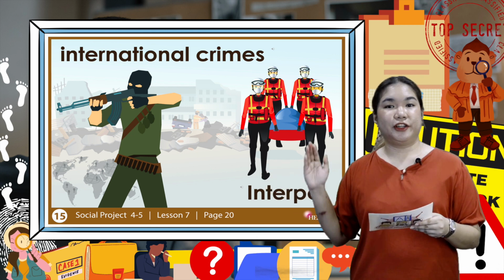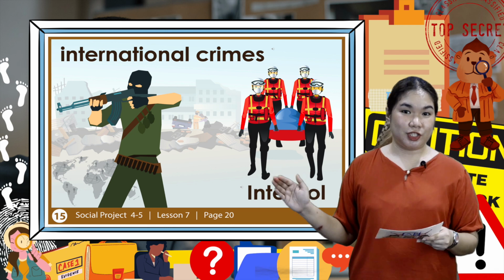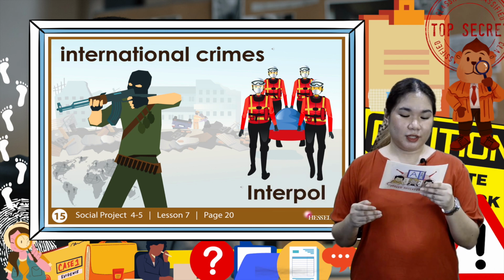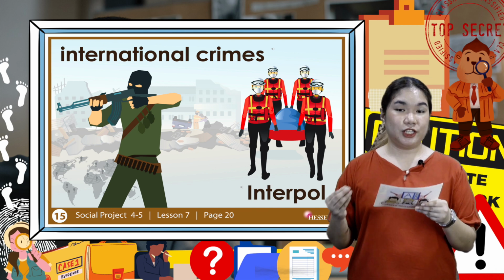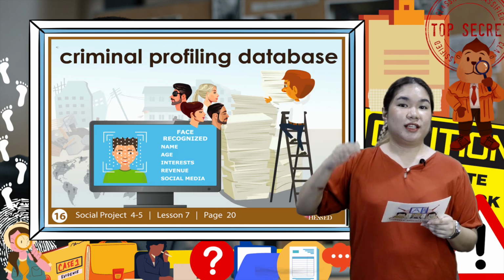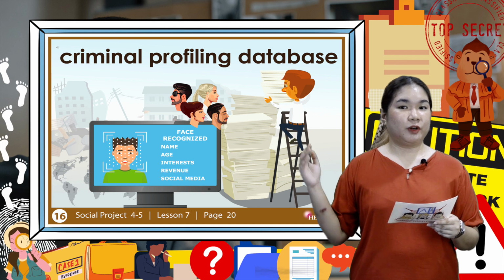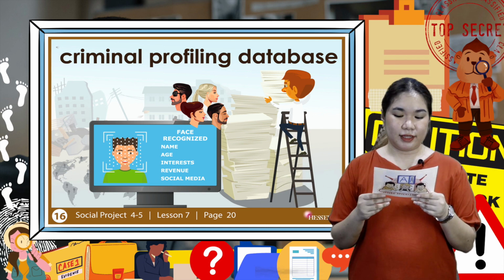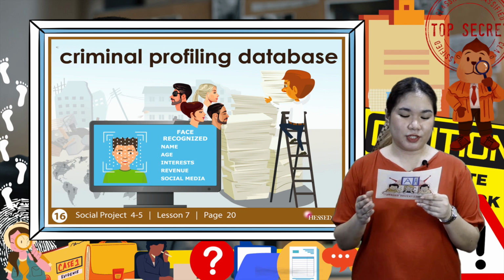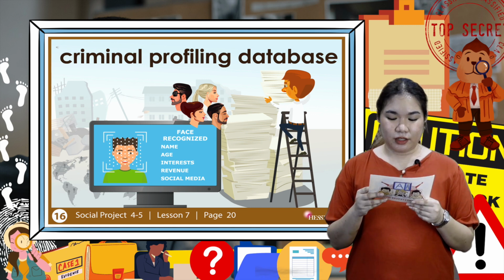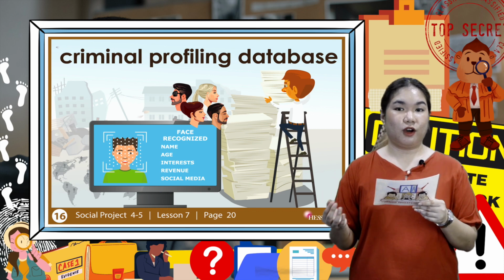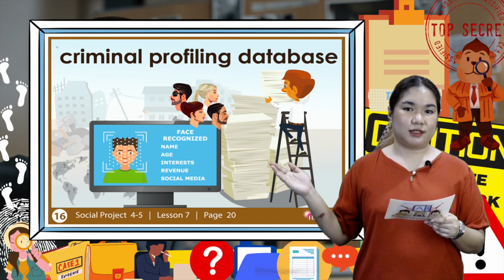Interpol is an international police organization that helps other law enforcement organizations track criminals who operate across national borders. With this information, we have criminal profiling. Criminal profiling is a method of identifying the most likely suspect based on evidence and information at the crime scene along with specific characteristics of other criminals.